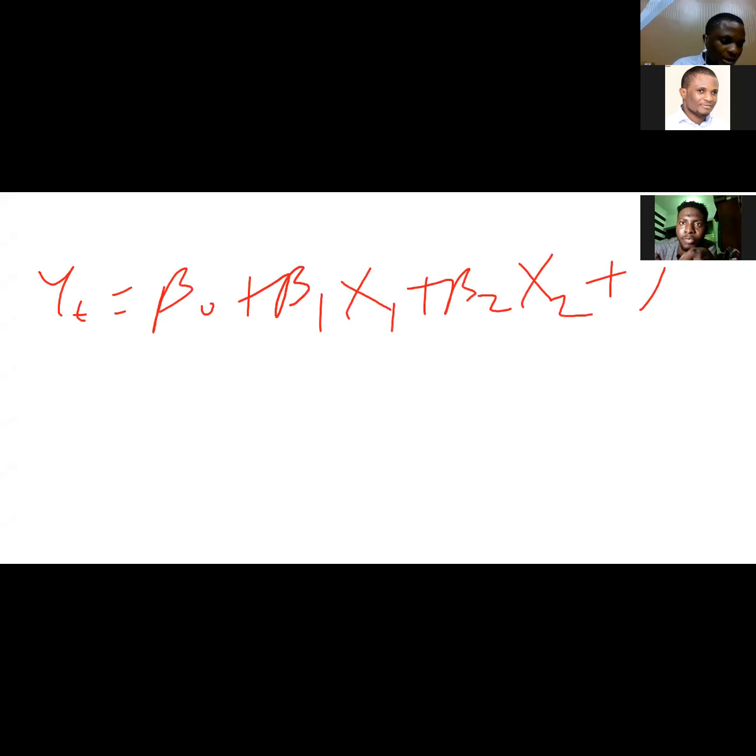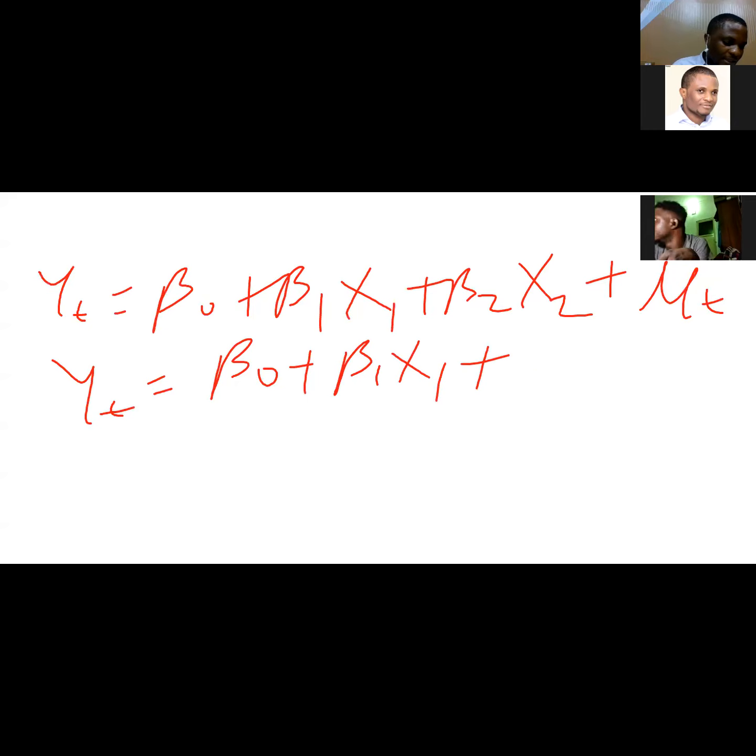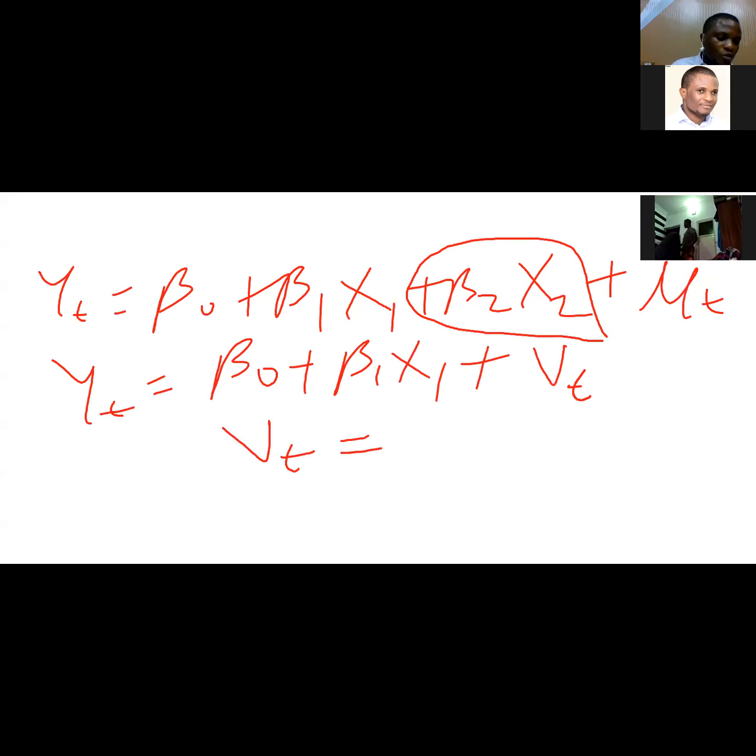You remember, I said, if you are to estimate y subscript t equals beta 0 plus beta 1 x1 plus beta 2 x2 plus the error term, this is what you are to estimate. And instead of estimating this, you now estimated yt equals beta 0 plus beta 1 x1 plus your error term, let me use vt as this error term, plus vt. What does that mean? It means you have omitted this whole of what? X2. And once you omit X2, it means that this error term here, vt, should be equal to what? Beta 2 x2, sorry, plus the error term.